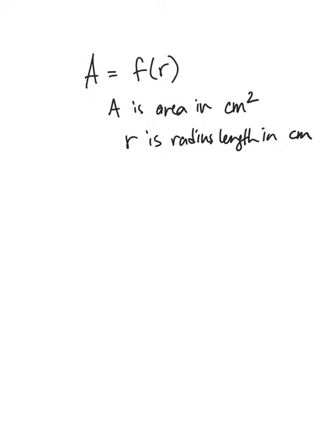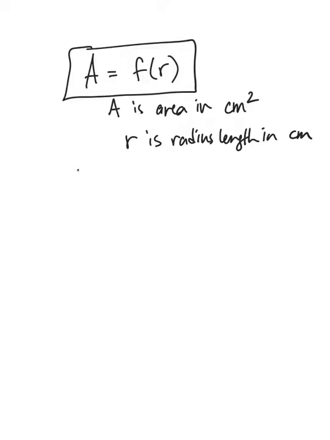In figure 2.9 earlier, we looked at an example where we had an ink stain that was growing, and we had a function A equals f of r, where the area of the circle that was formed was a function of the radius length, and we had some units on there. A was the area in square centimeters, and r was the radius length in centimeters.